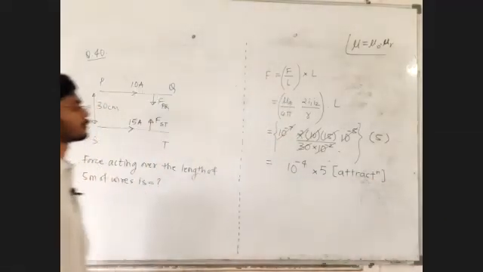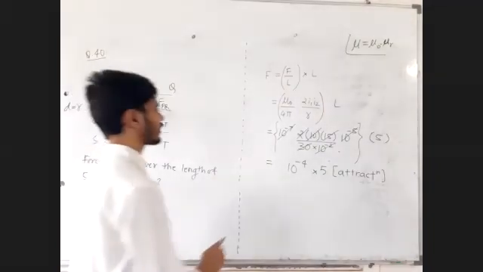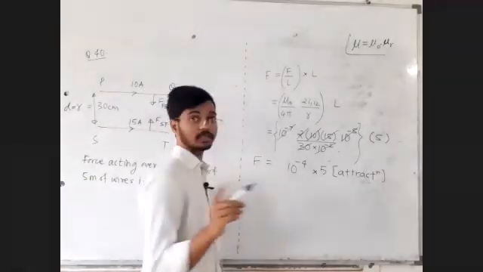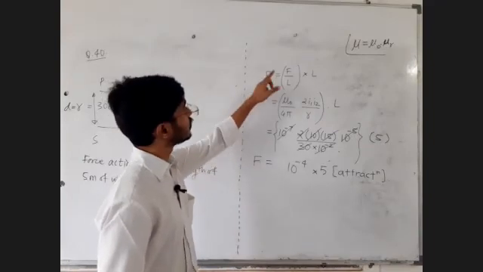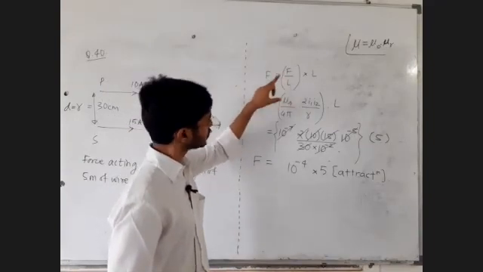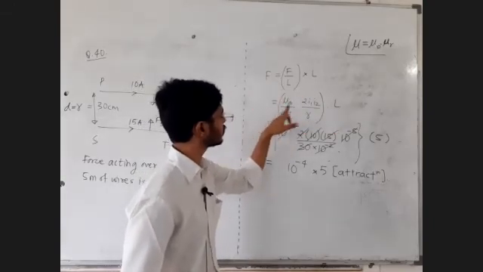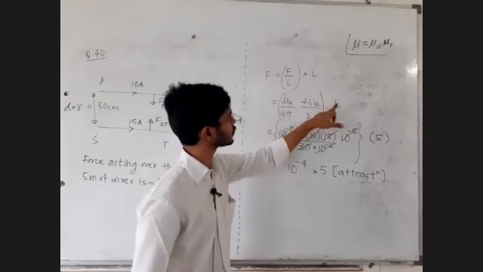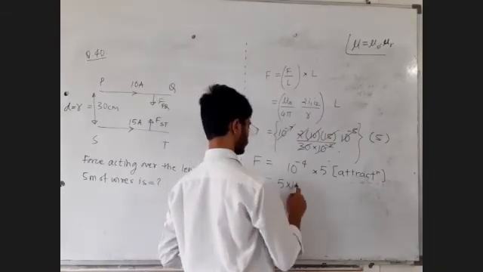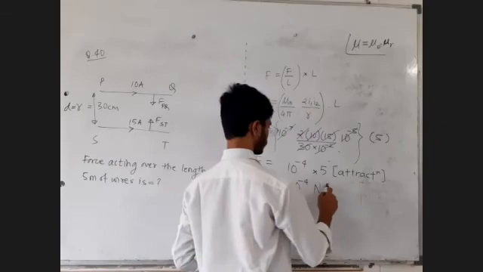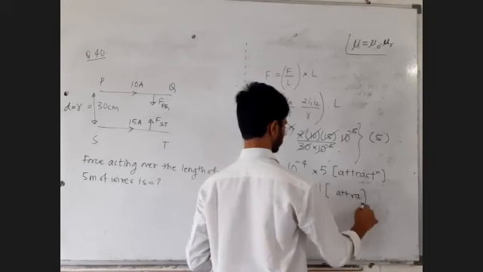5 into 10 to the power minus 4. Now this, kid, is the force. Here, force per unit length, we should not write Newton per meter. Why would you write Newton per meter here? You have found the force. Force per unit length is Newton per meter. Newton per meter into meter. This bracket is Newton per meter into meter. That will be Newton now. So write it properly: 5 into 10 raised to minus 4 Newton, and the nature is attractive.